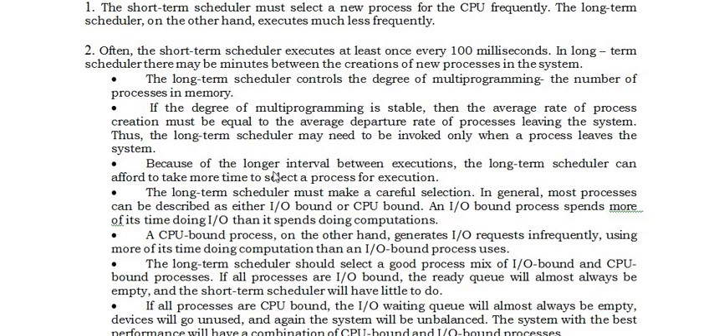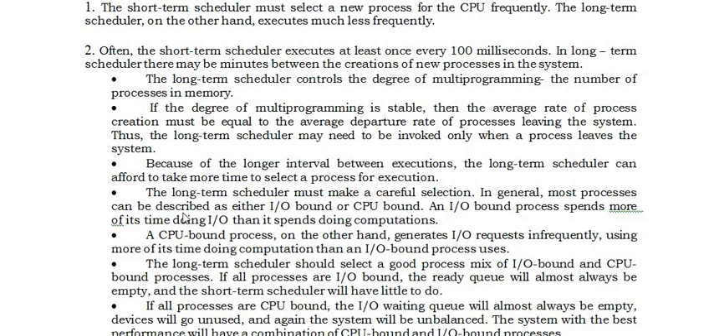Because of the longer interval between executions, from one process to another, there is a longer interval, right? So the long-term scheduler can afford to take more time to select a process for the next execution. One process takes more time to complete. In the meantime, the long-term scheduler can use the time to select a new process. The long-term scheduler must make a careful selection of processes. Selecting the process should be very careful.